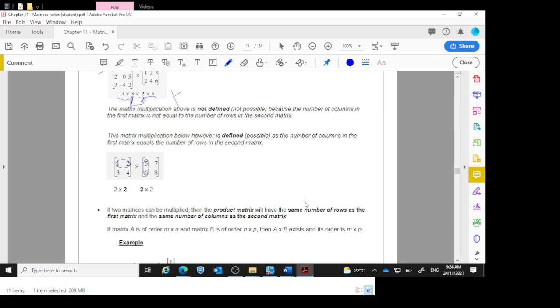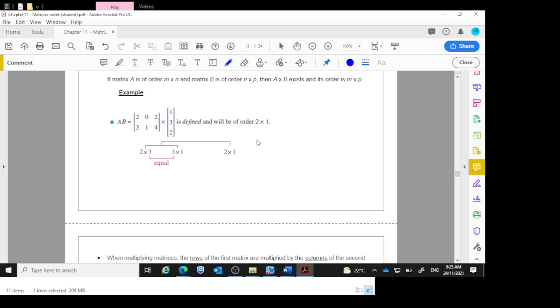Well, here in this example, this is a 2 by 2, and this one is a 2 by 2, and therefore the two inner numbers, the column of the first equals the row of the second, and therefore we can multiply them. What's the new order? Well, the new order is the two numbers on the outside. So the 2 by 2 is the new order.